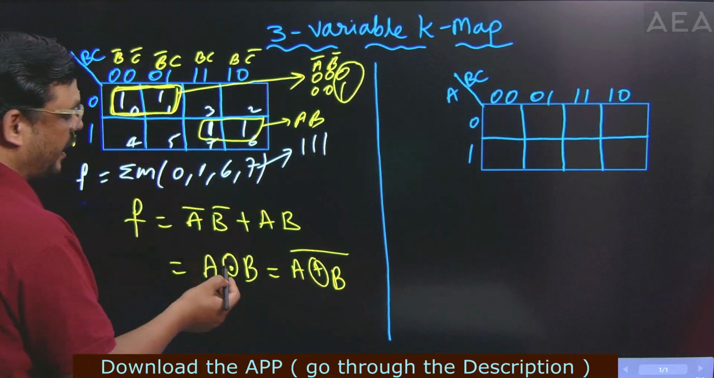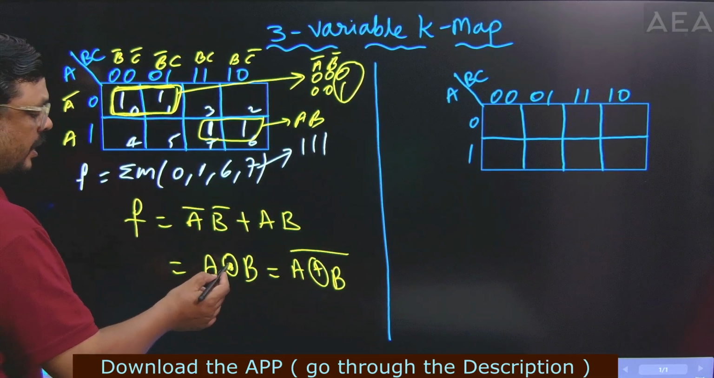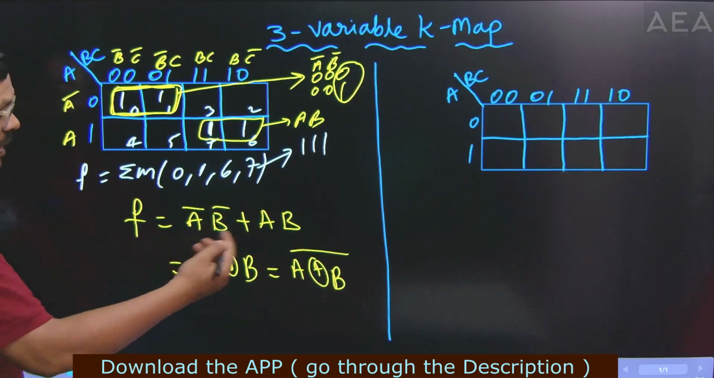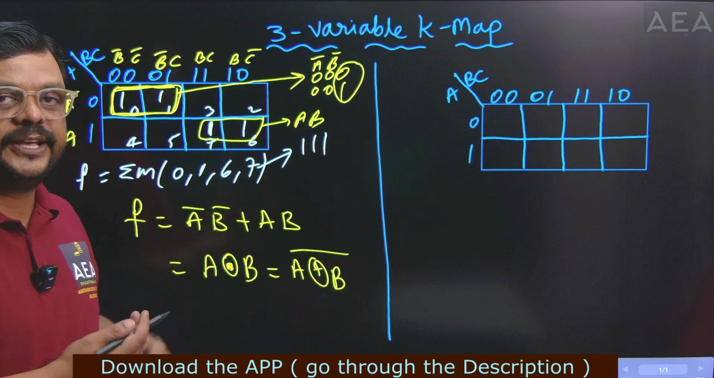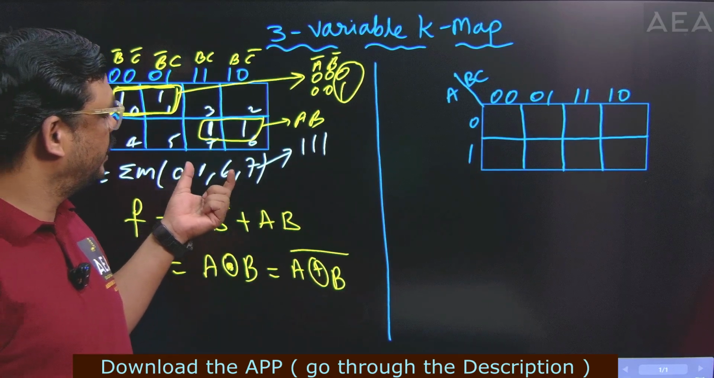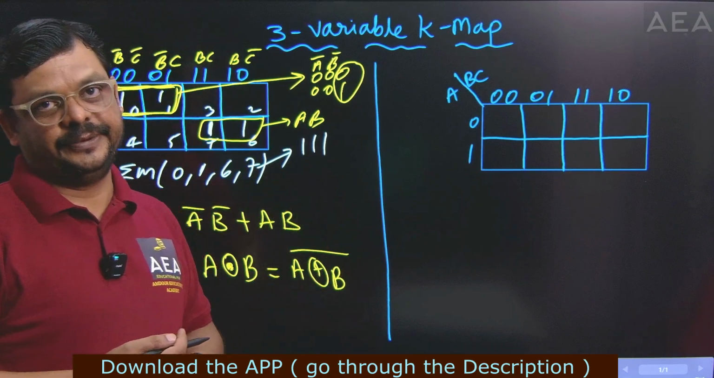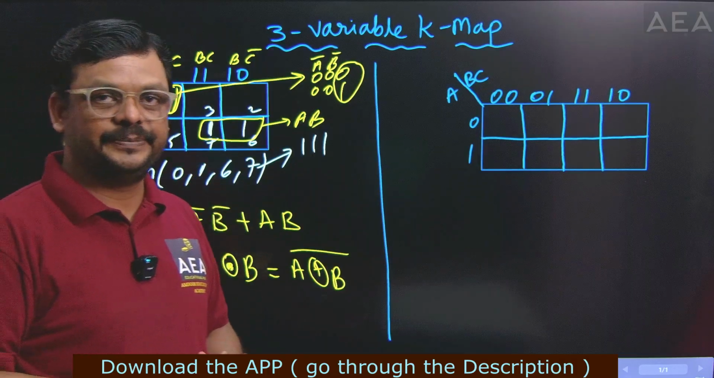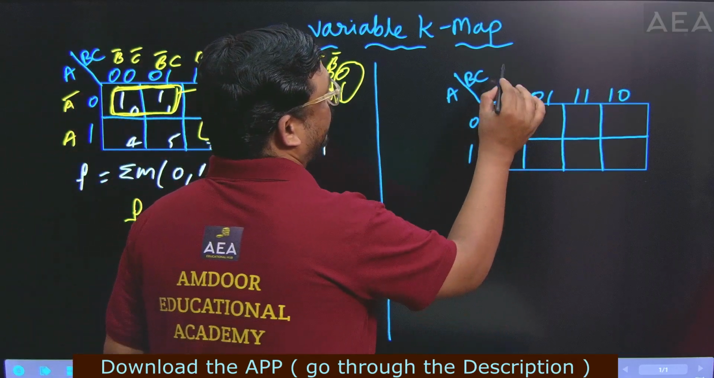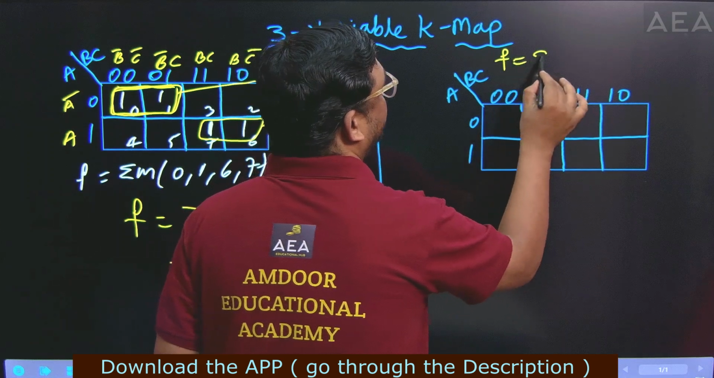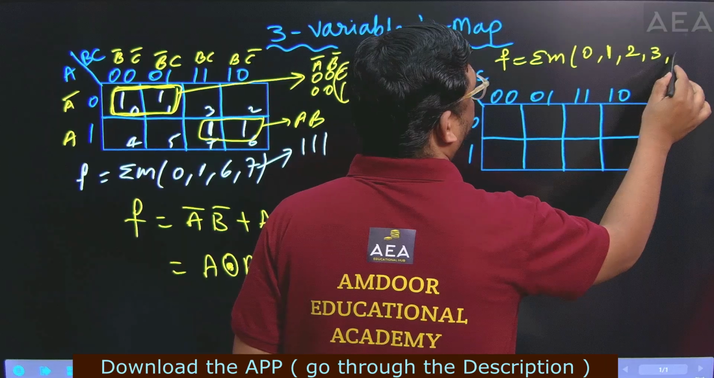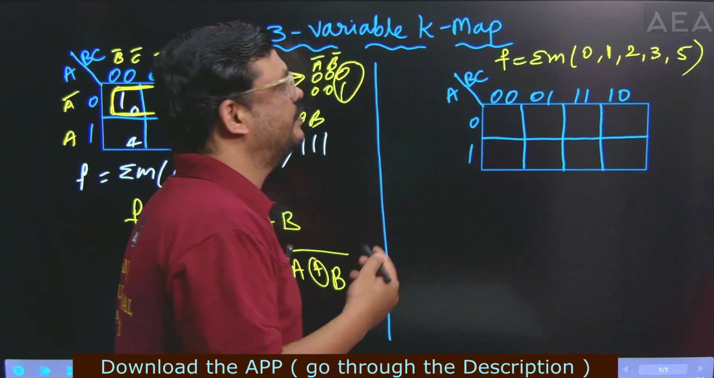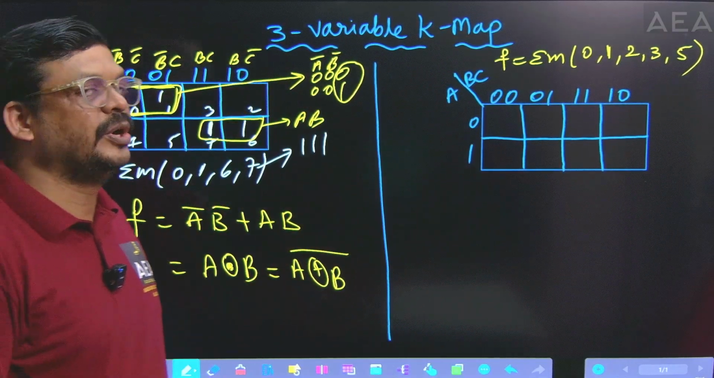So XOR and XNOR come under logic gates. We will discuss these XOR and XNOR operations in logic gates. Here I just explained how to simplify the given SOP terms, right? So 0, 1, 6, 7 is given. Now similarly, here I am taking one more problem statement: sigma M 0, 1, 2, 3, 5. So one simple combination is given like this.